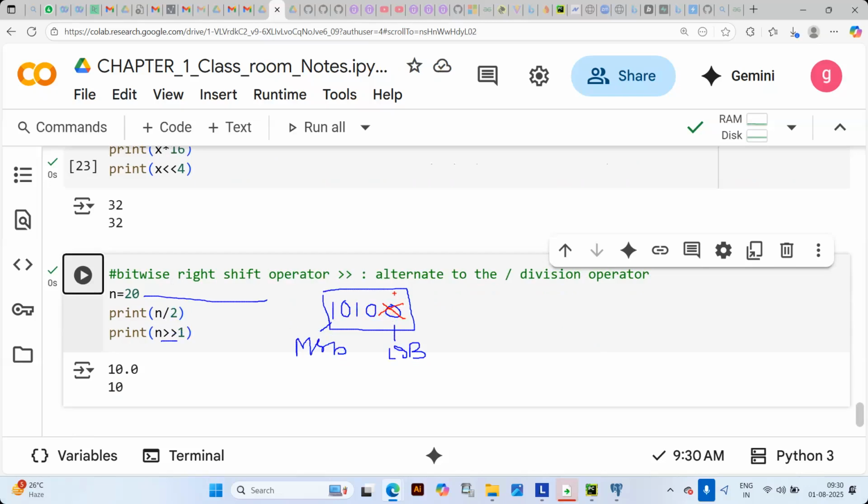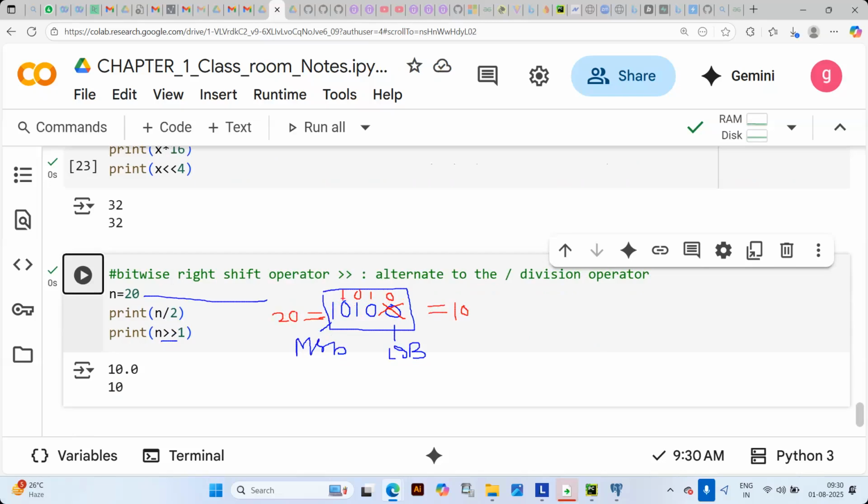Now this 0 becomes here. This 1 becomes here. This 0 becomes here. And this 1 becomes here. Earlier the actual value was 20. After the right shift once, the 20 has become 10, because 1010 is equivalent to 10, right? Once we perform the right shift, the value has become half.